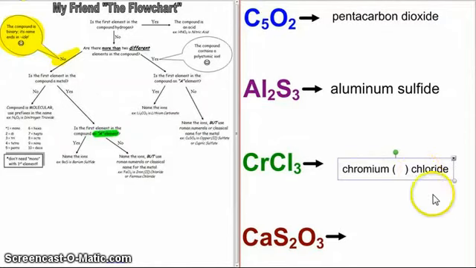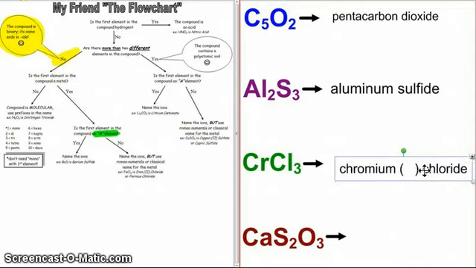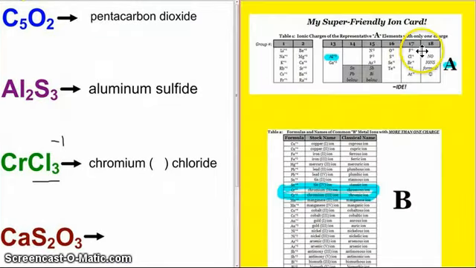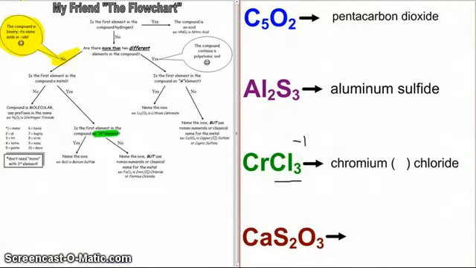So how do we know which chromium it is? And you might think, oh, well, I can see the 3 in the formula. And a lot of times that is going to be the case, but the official way that we figure out the Roman numeral, we'll always know the negative ion. So chloride is always -1. And I know that. I can see that on my super friendly ion card. Right there, chloride, -1. There are 3 of the chlorides. So -1 times 3 means that this side of the formula is -3.